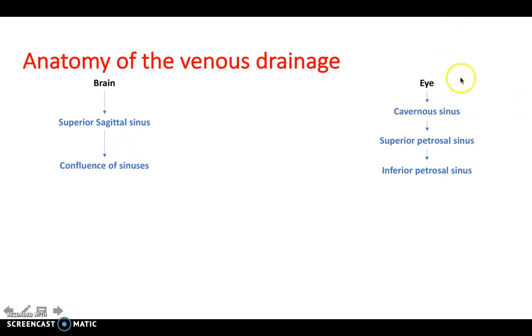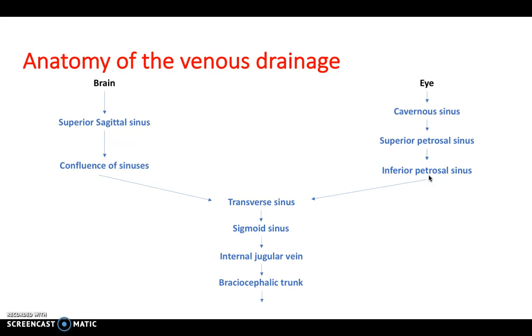So this isn't particularly important for you to know right now, but what's really important is the confluence of sinuses joins with the inferior petrosal sinus to form the transverse sinus, which then goes to the sigmoid sinus and goes to the internal jugular vein, which is its way back to the brachiocephalic trunk and the right atrium through the superior vena cava. Essentially, this side of the anatomy is not as important, but it allows you to appreciate what forms the transverse sinus and so on.